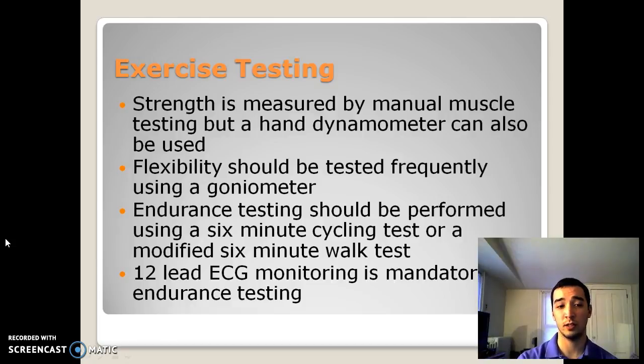So for exercise testing, strength can be measured by manual strength testing or by a hand dynamometer. Flexibility should be tested as well using a goniometer. And then endurance testing should be performed using a 6-minute cycling test or a modified 6-minute walk test, something that's low impact or stationary. And if you are doing any kind of endurance testing, you need to have a 12-lead ECG to monitor their heart rate.